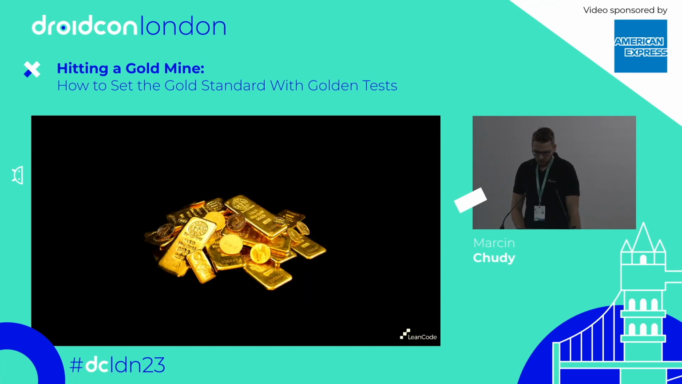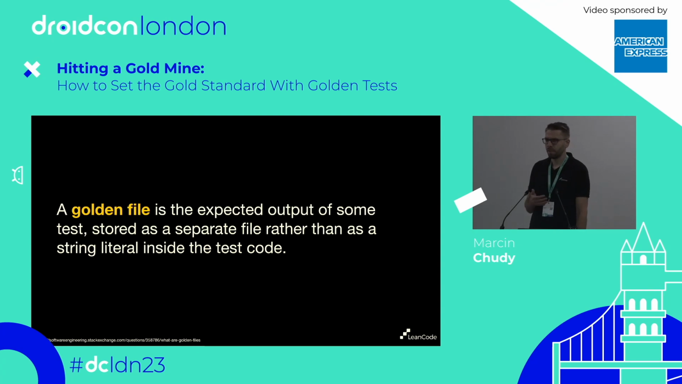So let's start with the term golden test, because it's not that familiar for most people, and it is a term that has been used in software engineering for actually quite a long time but never got quite popular. I found some old references to it when I did some research. The main definition is for golden file. A golden file is the expected output of some test stored as a separate file rather than as a string literal inside the test code.